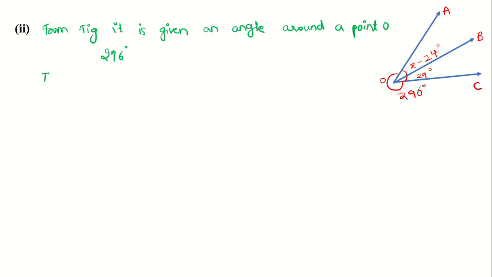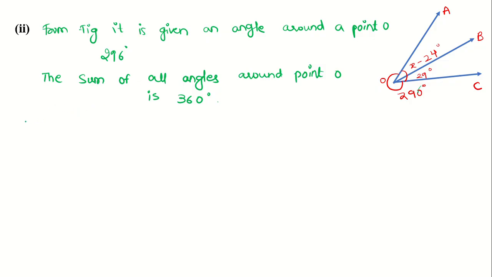Now, the sum of all angles, as you can see here, there is no straight line. So, there is no concept of linear pair of angles. So, sum of all angles around point O is how much? It is 360 degrees.